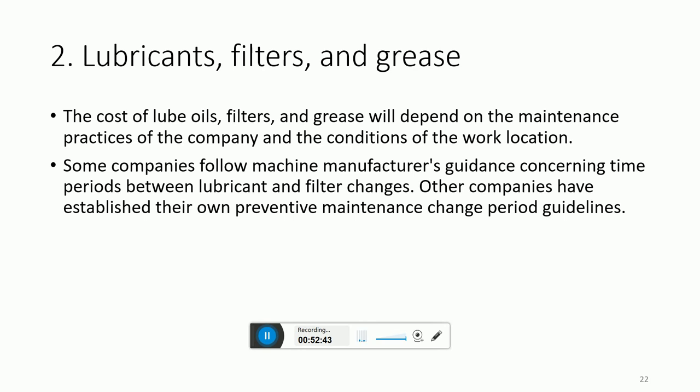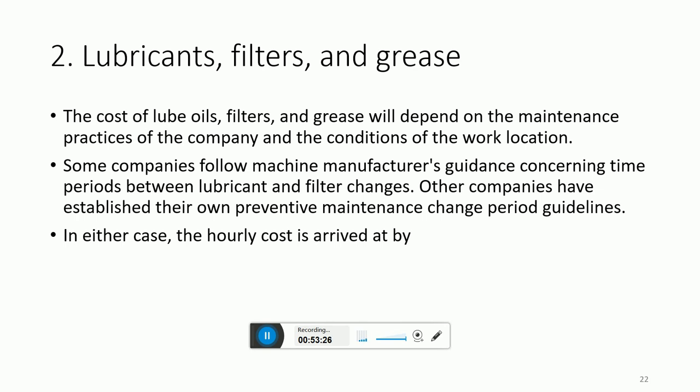Some companies usually follow the machine manufacturer's guide concerning the time period between lubricant and filter changes. They can have guidance from the manufacturing companies that after every 1,000 working hours you have to change the lubricant or filter. And some other companies have established their own preventive maintenance change period guidelines, that is, what is the minimum time, or what is the maximum time when we have to change the lubricant and the filter and the other grease.